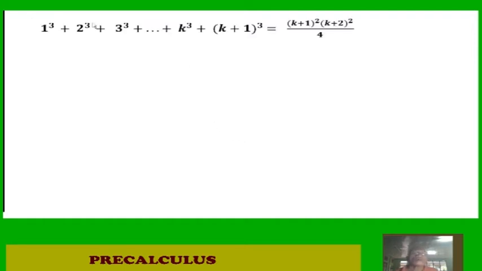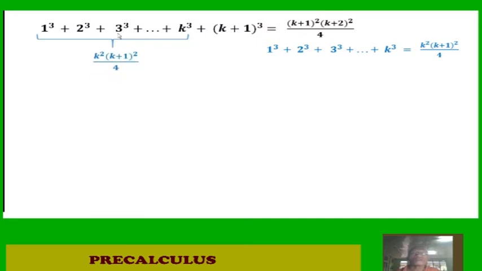Then we work out the left side of the statement. We know that this series is equal to k square times quantity k plus 1 square over 4. So replace this with this fraction and bring this down. Then simplify.